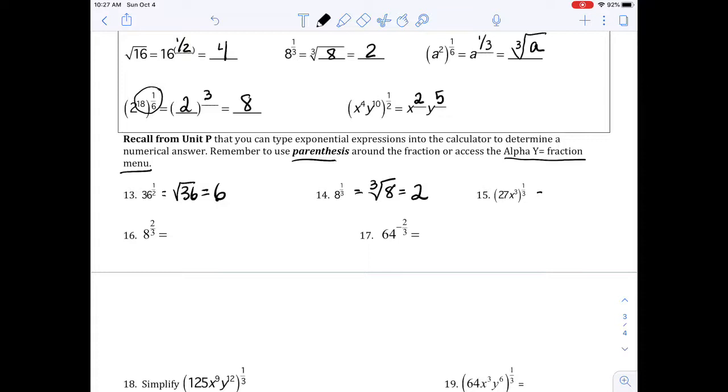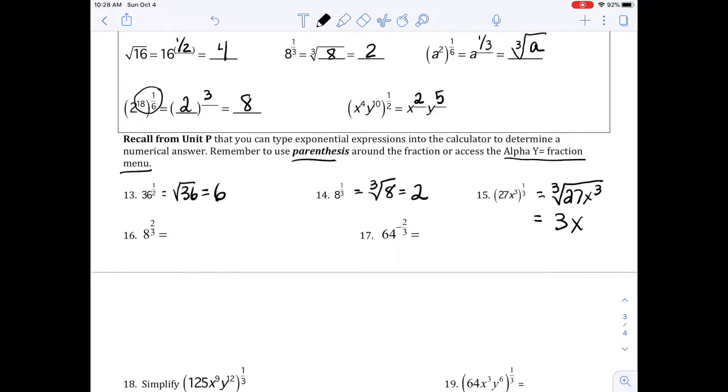Okay, 27x to the 3rd, all right? So that's going to be the cube root of 27x to the 3rd. So please make sure that you know how to rewrite from fraction exponent to radical. So fraction exponent 1/3, radical cube root. Now simplify. The cube root of 27 is 3. The cube root of x cubed is x.